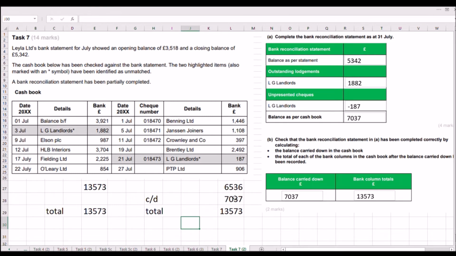So we've got this carry down figure that goes into there, and there are totals of our bank columns in here. And it's just checking that you've basically balanced off your accounts correctly. It goes into there. And now they could have said they want the figure at the 31st of July, which would be a carry down figure as a credit in there. If it was the figure at the 1st of August, then it would be a balanced down figure as a debit. That's the answer to that question.